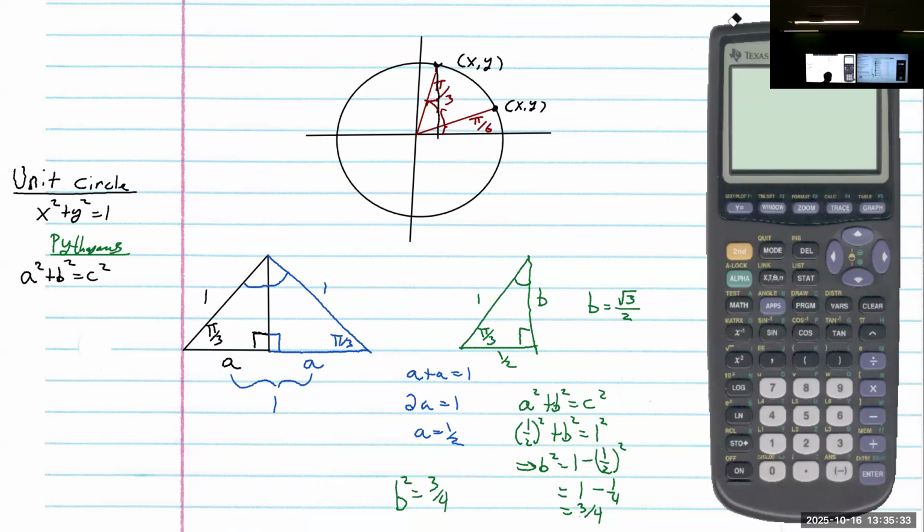There's a question in the chat that said, how did we find the value of 2a?